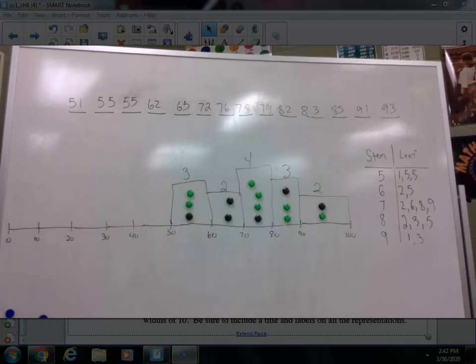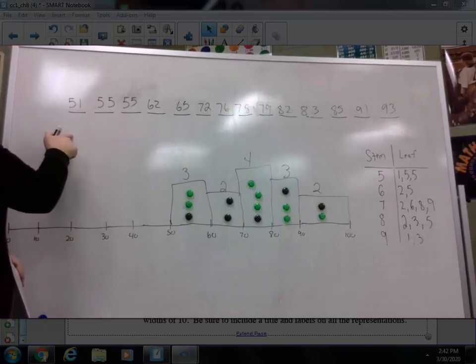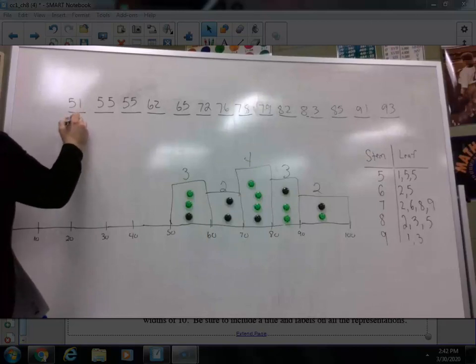The most recent thing we talked about was a box and whisker plot. So there are 5 points you guys need to make a box and whisker plot. Number one is our minimum value. So our minimum is 51.